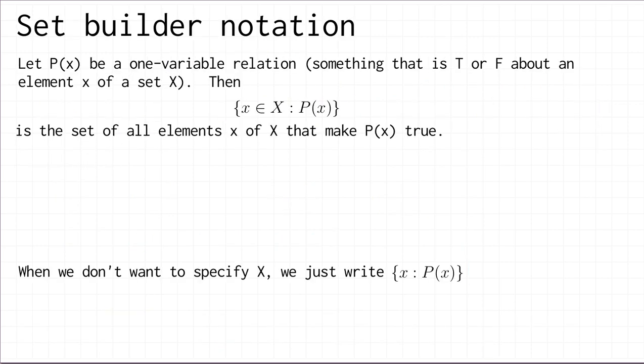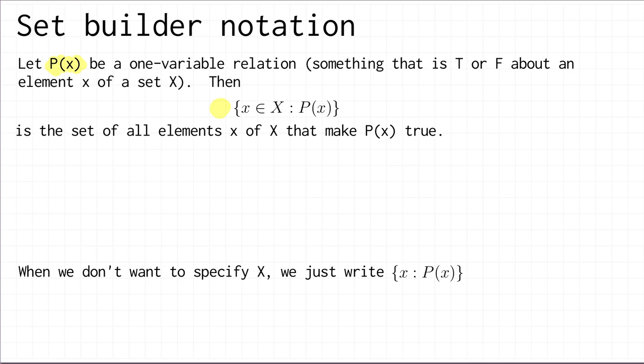Okay, finally then, another piece of notation that we use for defining sets, which is called set builder notation. So in order to use set builder notation, you need one of these relations that we learned about in logic. So a relation with just one variable is a true or false property about a particular thing. So let's say you've got a property, a one variable relation, P(x), about elements little x of a set big X, then this notation here means the set of all elements of capital X which make this property true.